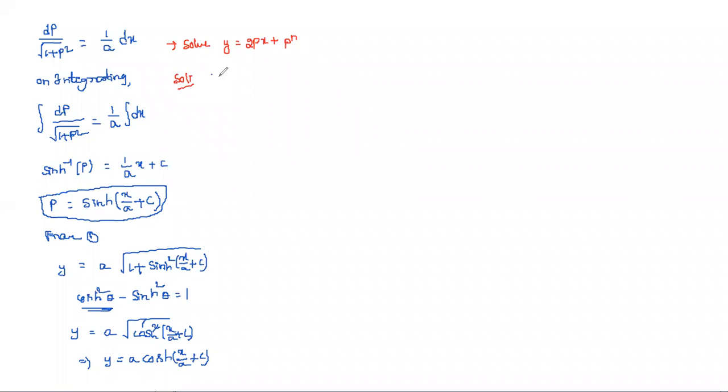So the given differential equation is y is equal to 2px plus p power n. Let it be taken as equation 1. So now what is the procedure? First we need to apply the derivative for y with respect to x. So differentiating equation 1 with respect to x on both sides. So you need to apply the derivative for this.